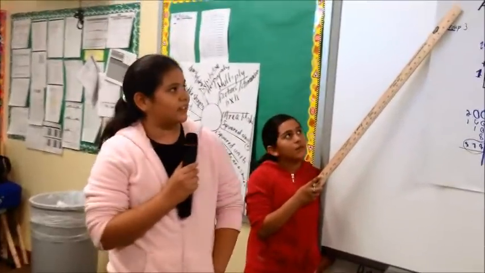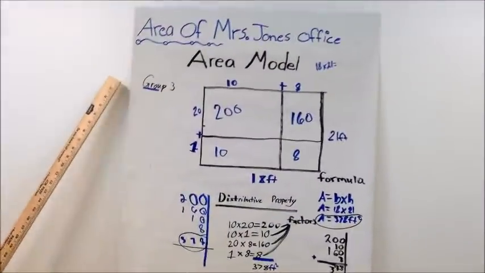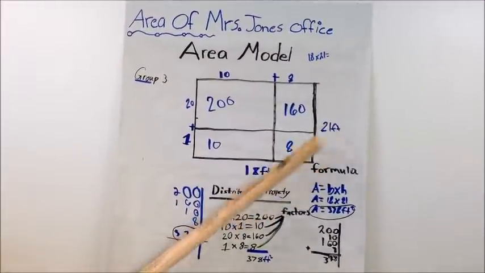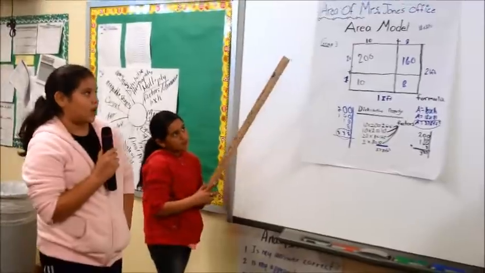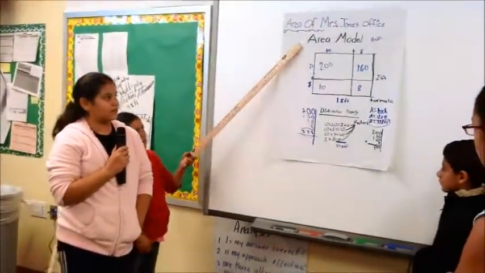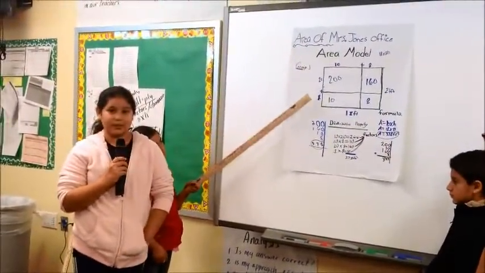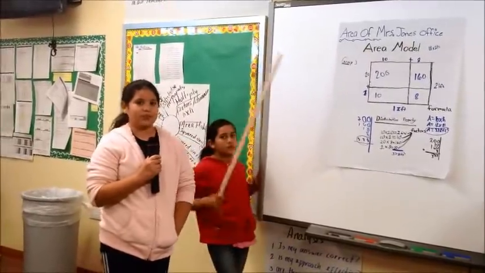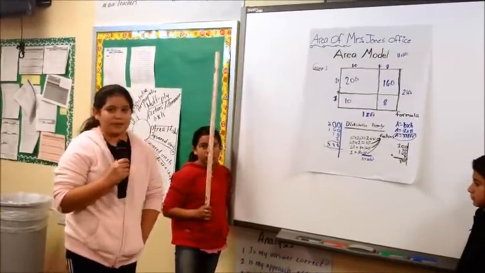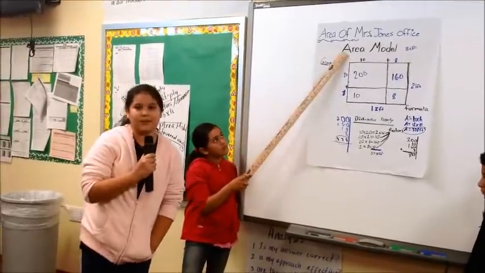Our team measured the area of Miss Jones' office. We measured the base and the height of her office. Our dimensions were 18 feet as the base and 21 feet as the height. To find the area, we had to multiply 18 times 21. These are large numbers, so our strategy was to use the area model, and my friend Anthony will explain how we use the area model.